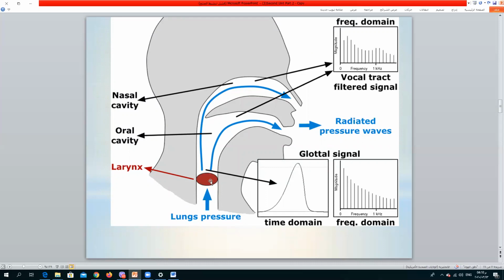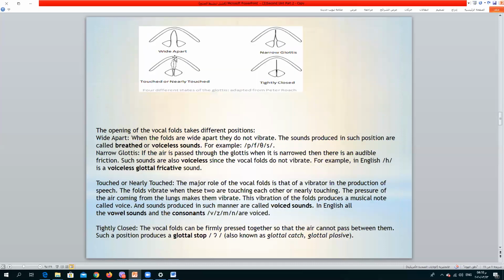In the larynx, the vocal cords have four phases, which are a wide part, narrowed glottis, touched or nearly touched, and tightly closed. In the first phase, the folds are apart. They are away from each other. They don't vibrate because they are not touching each other. So there is no vibration of the air that comes from the lungs. The sounds produced in such positions are called breathed or voiceless sounds because they have no voice.